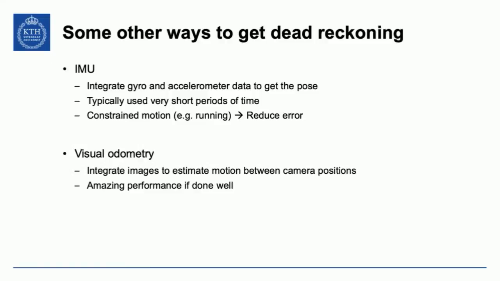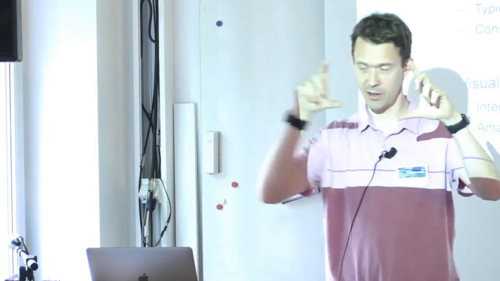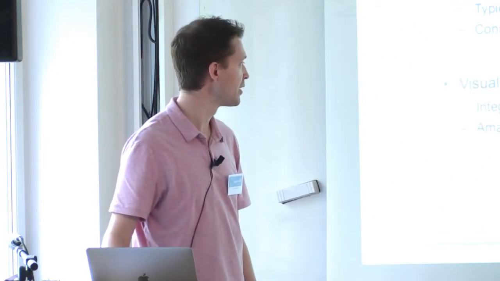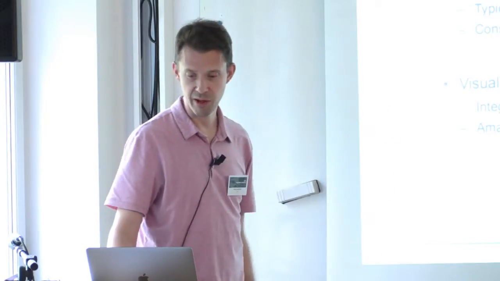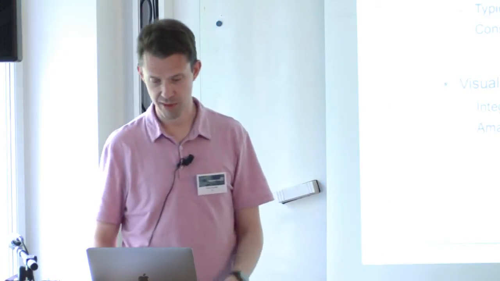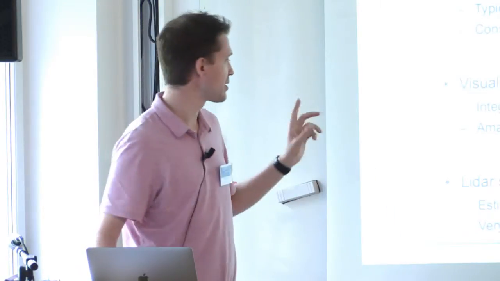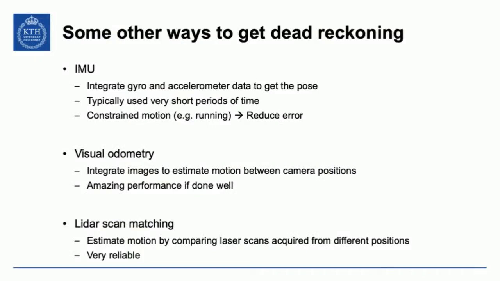Another way to do it is to use camera images. I take an image, I move a bit, I compare the two images, and now I can calculate my motion. So this is something that is typically referred to as visual odometry. And nowadays you can get really amazing performance using this. We'll show you a video later about this. Another way to do it is to use a laser scanner. Same idea, take a laser scan, you move and you look at the transformation between the laser scans. That will give you information about how you moved.